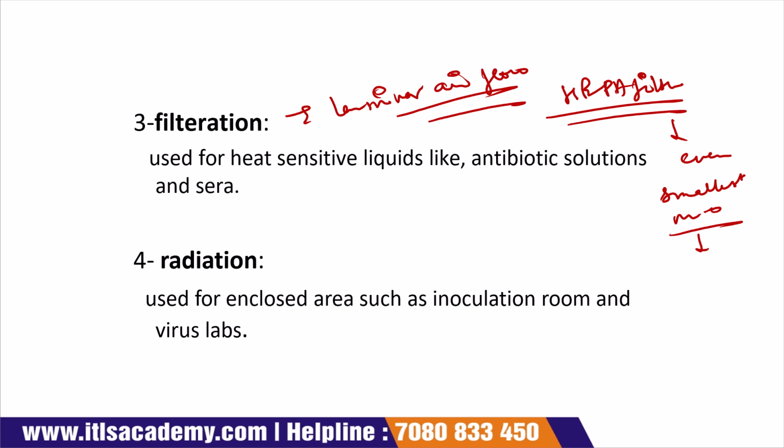Okay, so this is the use of the filter, which is used for heat sensitive liquids like antibiotic solutions and sera. We also do a filtration when we have a liquid which is very heat sensitive, like antibiotic solution and sera. Radiation will be used for enclosed areas like inoculation room and viruses lab. This can also be used like your laminar airflow when we switch on the UV light.